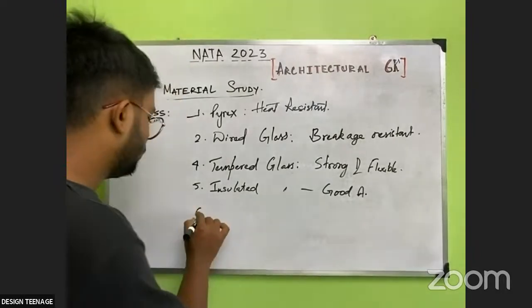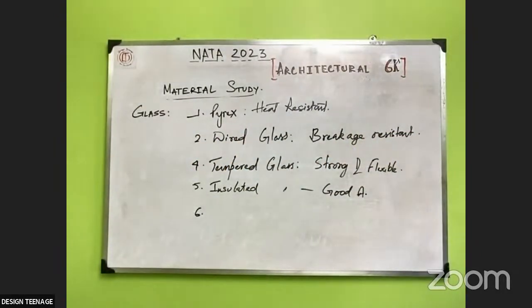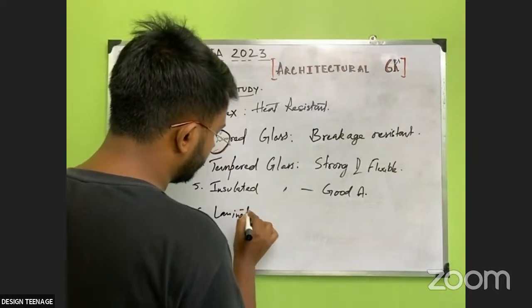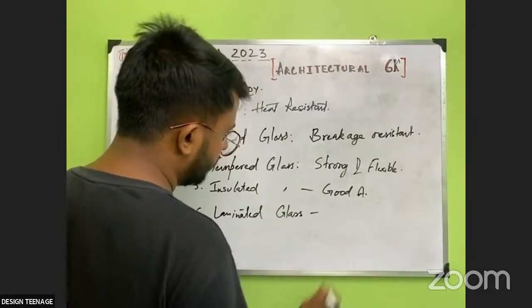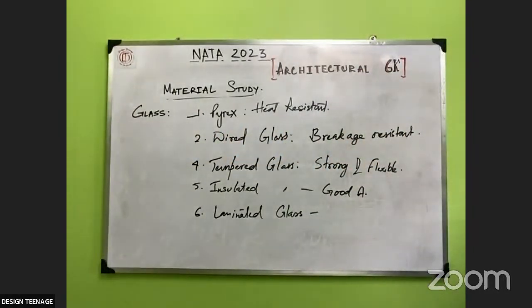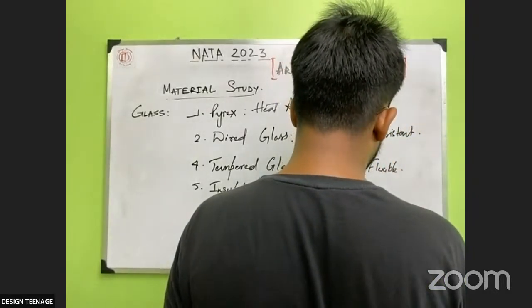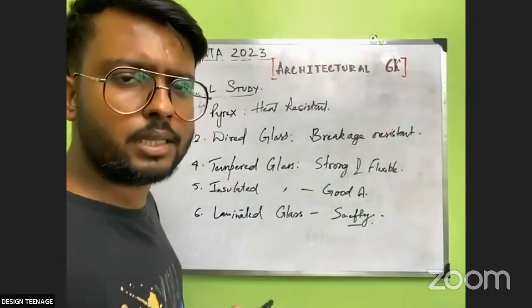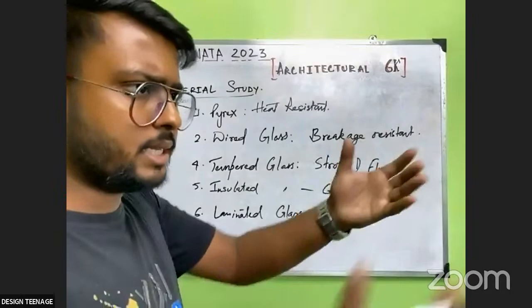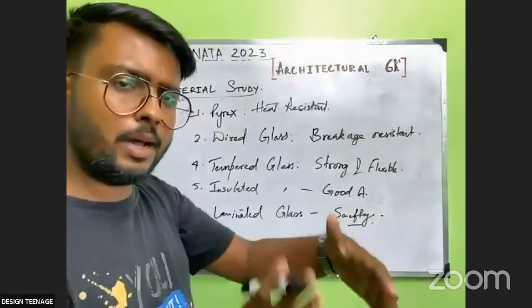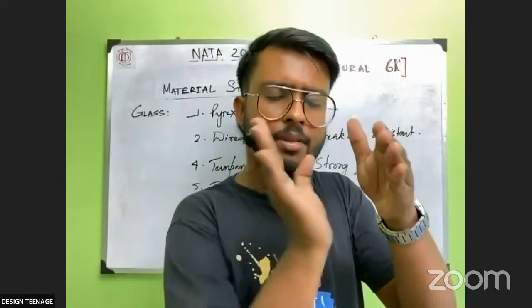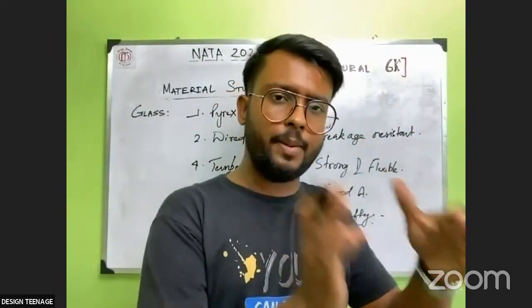Now, if we move on to our sixth one, we have laminated glass. This is important. What is laminated glass? Laminated glass acts as a safety glazing material. It's for safety purpose. Mostly you will see laminated glass used in cars, like windshields. When it breaks, it doesn't make small pieces and come in. There are two transparent sheets, lamination sheets, which keep the glass intact in one place. If it breaks also, it will stay over there.